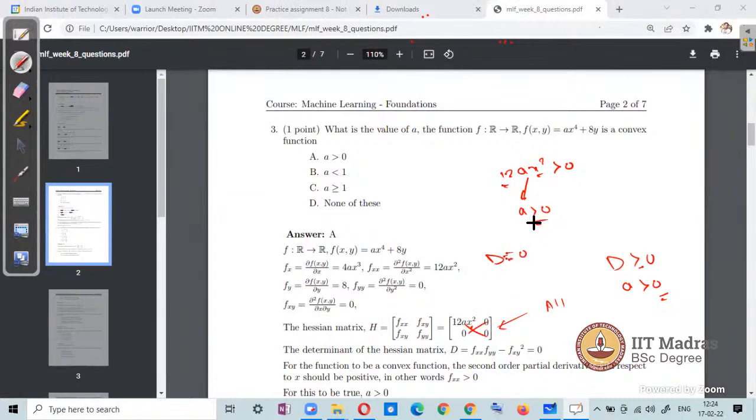So the only condition we see is a greater than 0. So yeah, this one will be the correct option.